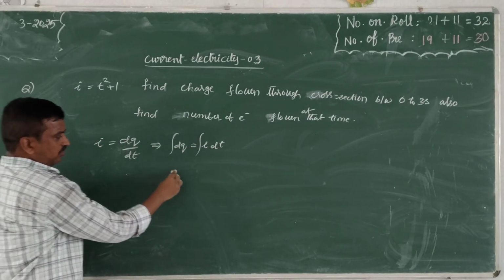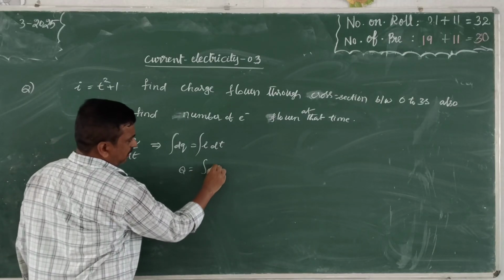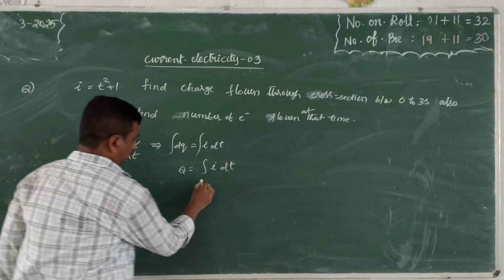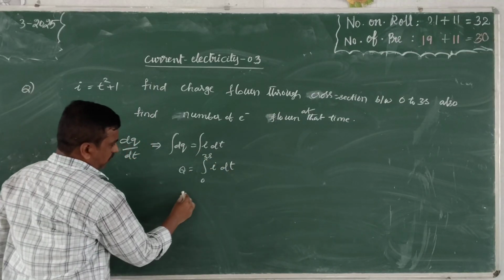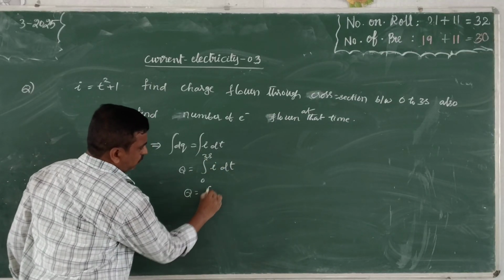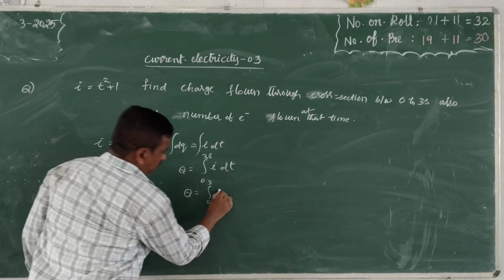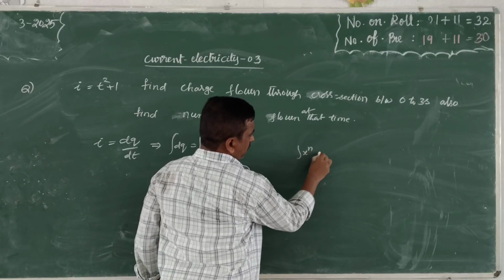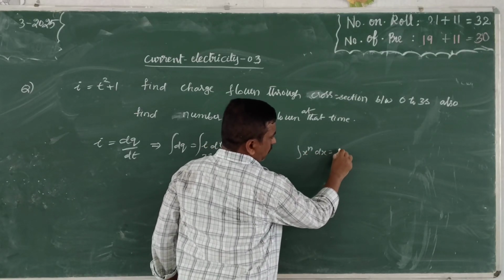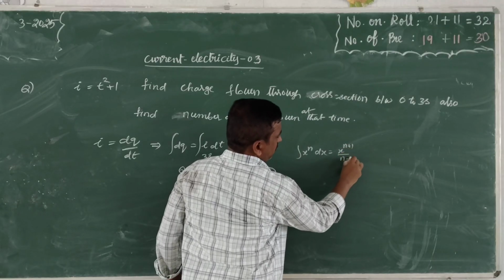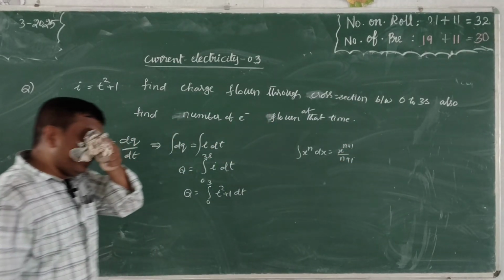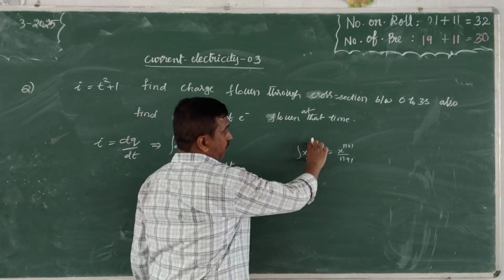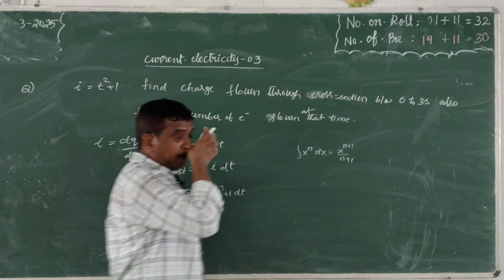So dq means q, we get integral I dt, from 0 to 3 seconds. What is the I value here? I equal to t square plus 1, dt. See here, the integral of x power n dx equals x power n plus 1 by n plus 1. It is the integration formula: integral x power n dx equals x power n plus 1 by n plus 1, means the power is increased by 1 and divided by n plus 1. This is the formula.